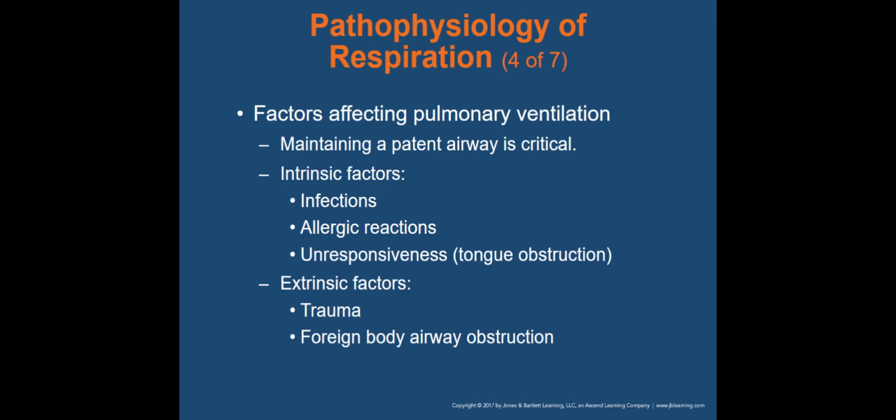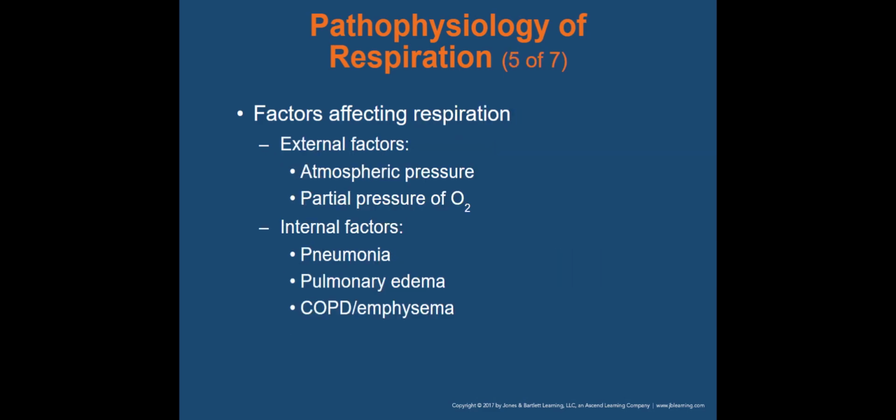Unresponsiveness, i.e. tongue obstruction, which happens to be the number one cause of airway obstructions. There are extrinsic factors that can cause airway obstruction, including trauma and foreign body airway obstructions. External factors such as atmospheric pressure and the partial pressure of oxygen in the ambient environment, most notably in confined spaces, like mines, where the oxygen concentration is not correct or the atmospheric pressure is incorrect. Also can include high atmosphere or high altitude conditions where the atmospheric pressure changes.